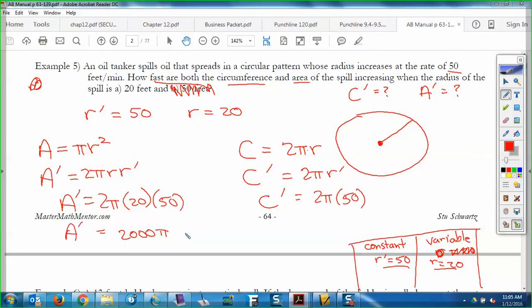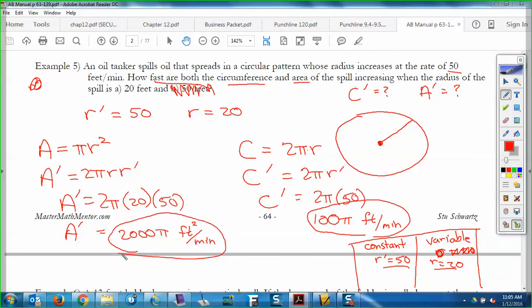Careful, this is A now, this is area. Square feet per minute. And on this one, this would be what, 100 pi? And this is circumference, so would that just be feet per minute? That's what a problem would look like from the beginning.